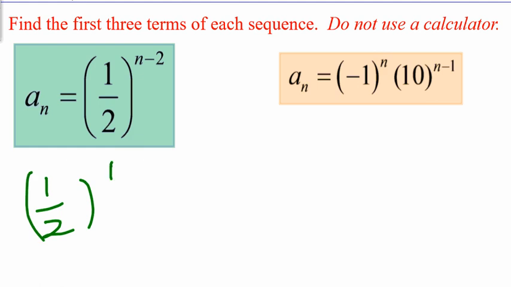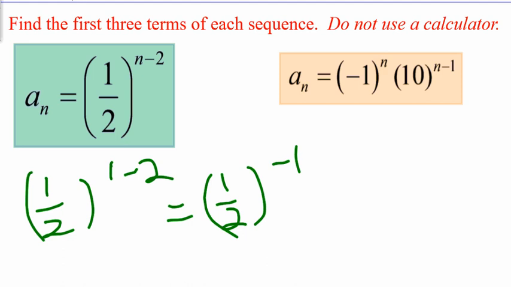So when n is 1 on the first one, we have 1/2 to the 1 minus 2 power, which is 1/2 to the -1 power. If you remember your powers of exponents, that is going to flip our thing, and we get our first number is 2. Okay, let's try the next one. The next term is what we get when n is 2. So a2 is going to be 1/2 to the 2 minus 2 power, or 1/2 to the 0. Anything to the 0 power is 1.